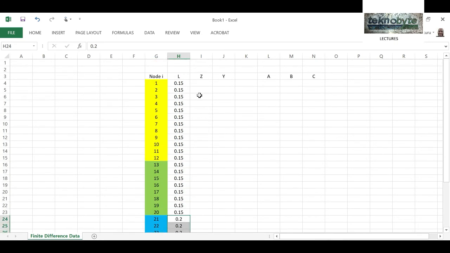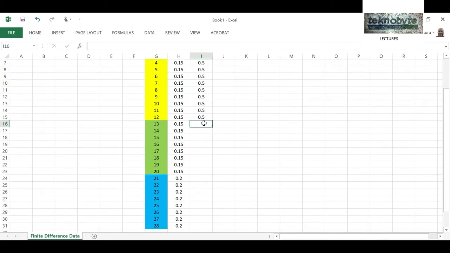And for the first section, we know that the impedance per unit length is 0.5 ohms per meter. For the second section, the impedance is 1 ohm per meter, all the way up to node 20. For the third section, the impedance is 0.2 ohms per meter.